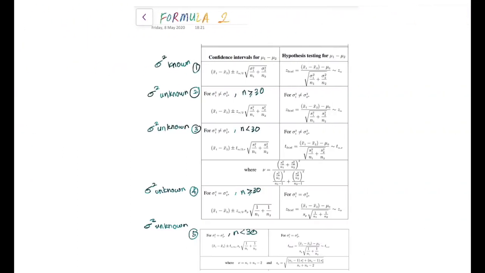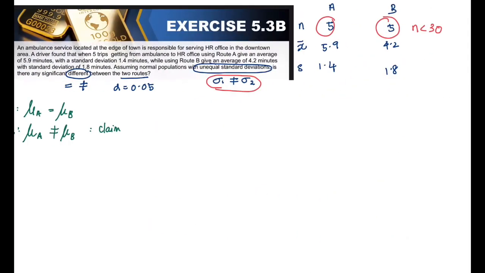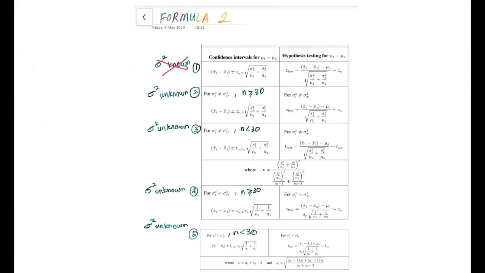So look at the formula. Which formula? You cannot use the first formula, because sigma square is not given. Can we use the second and third formula? Yes, because this one is unequal. So we can use either this formula or this formula. Our n equals 5, so n is less than 30. So which formula, Z test or t test? Pandai. So this formula is the t test, with t alpha nu. Notice that the formula for nu is here, yang panjang-panjang ni. Okay.